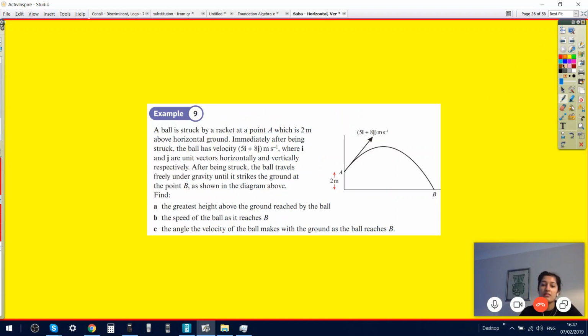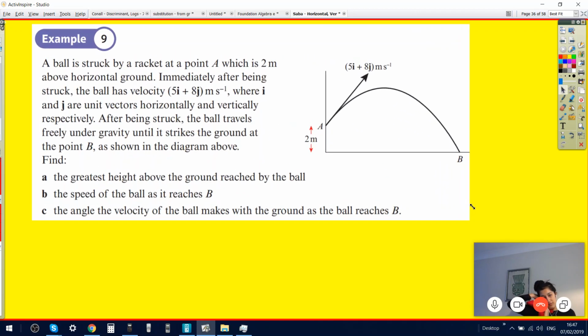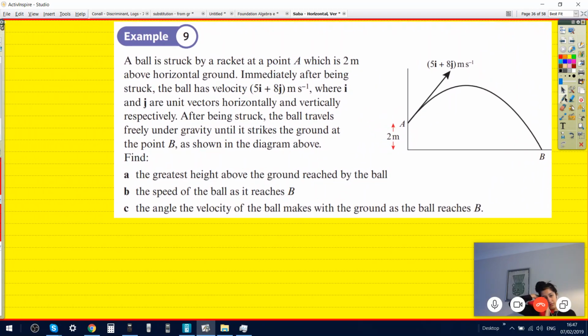Okay, these are the ones that give us trouble. Oh no, this is much worse. A ball is struck by a racket at a point A, which is 2 meters above horizontal ground. At least they gave us a diagram. The ball has velocity 5i plus 8j, where i and j are unit vectors. After being struck, the ball travels freely under gravity until it strikes the ground at the point B, as shown in the diagram above. Find the greatest height above the ground reached by the ball.